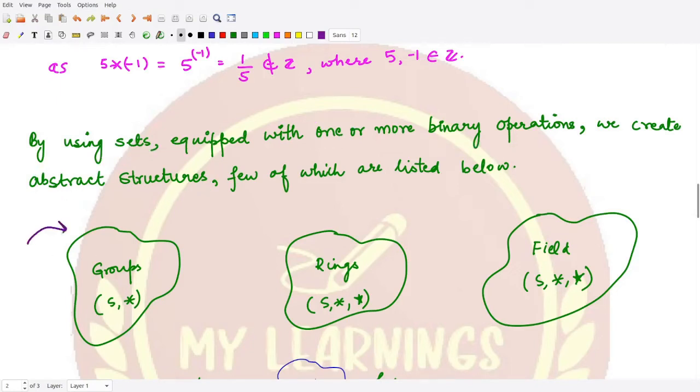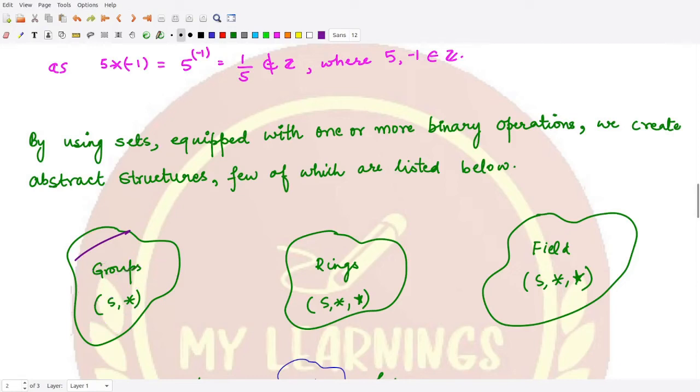The first one is a group, where we have one set and one binary operation. Another one that we'll study later on is rings, where you have one set and two binary operations, which could be different or the same. The third one is a field, where you have one set and again two binary operations, same or different. These are a few of the abstract structures. Then you also have modules, Lie algebras and many more things like that. So what is our goal here? Our goal is to study this much portion, groups, right?